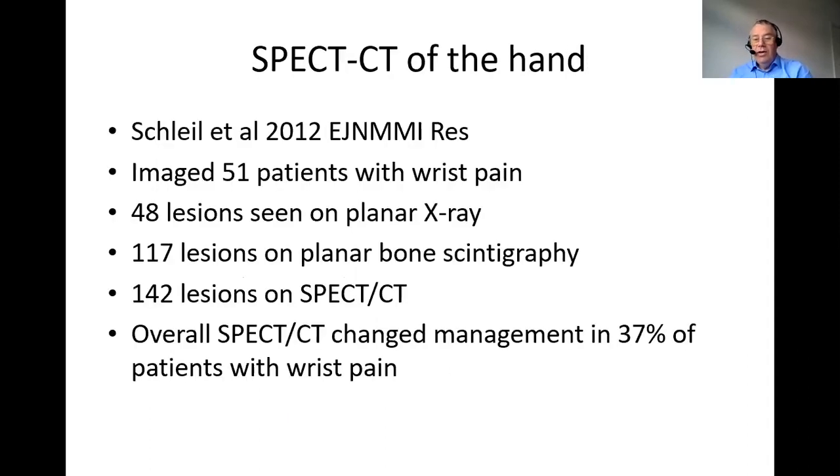We can use it in different parts of the skeleton. So this is a paper from 2021 in Hellenic Journal. They looked at 51 patients with wrist pain. 48 lesions were seen on planar X-ray, 117 lesions on planar bone scan, but 142 lesions with SPECT-CT. And SPECT-CT changed the management in 37% of patients with wrist pain.